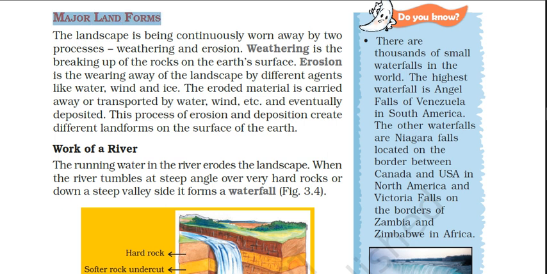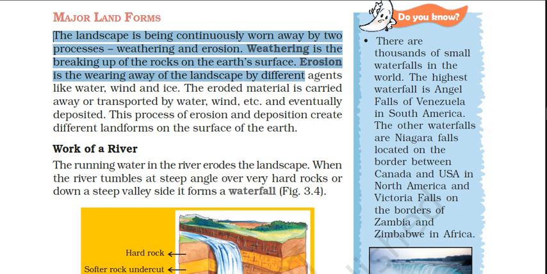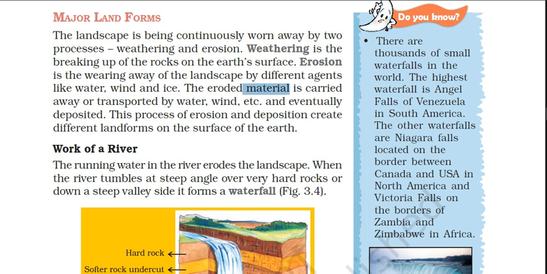Major landforms. The landscape is being continuously worn away by two processes, weathering and erosion. Weathering is the breaking up of the rocks on the earth's surface. Erosion is the wearing away of the landscape by different agents like water, wind, and ice. The eroded material is carried away or transported by water, wind, etc., and eventually deposited. This process of erosion and deposition creates different landforms on the surface of the earth.